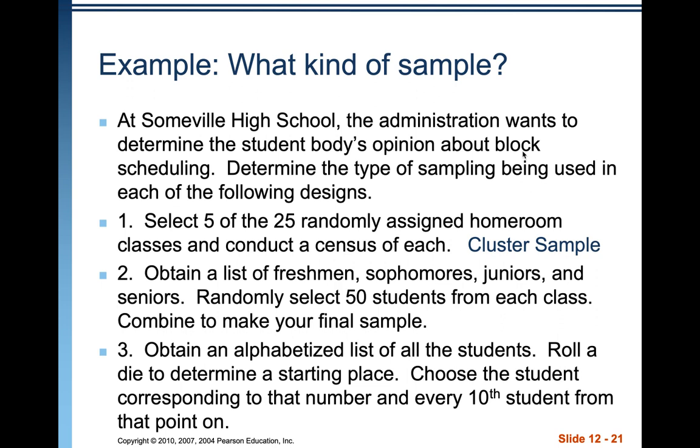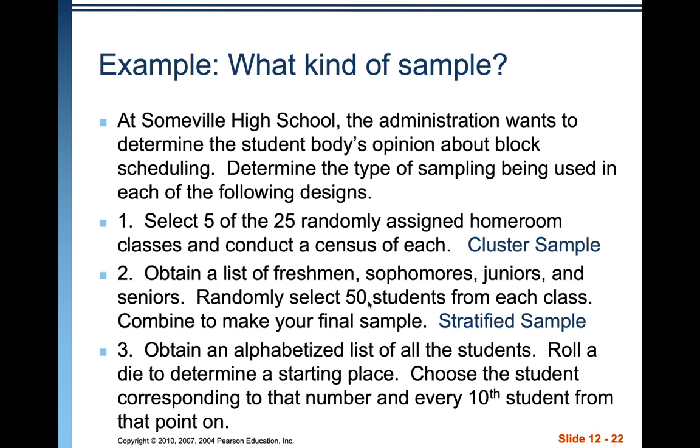Okay, we're going to obtain a list of freshmen, sophomores, juniors, and seniors. You're going to randomly select 50 students from each class, and then you're going to combine it to make your final sample. So each of the groups that we're forming are like each other according to the variable within the group and different from each other when you look from group to group. And so these are strata. Notice that with a cluster, you take a census of the smaller groups, and for strata, you do a random sample from the smaller groups.